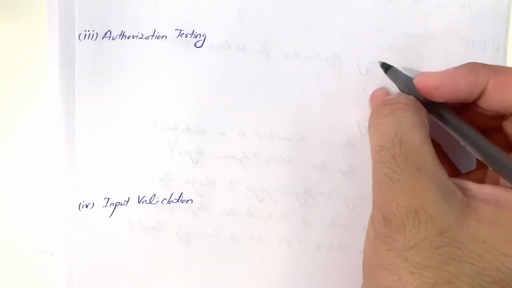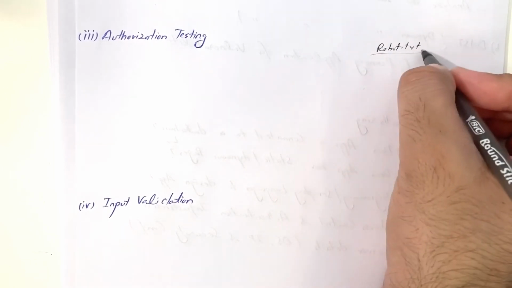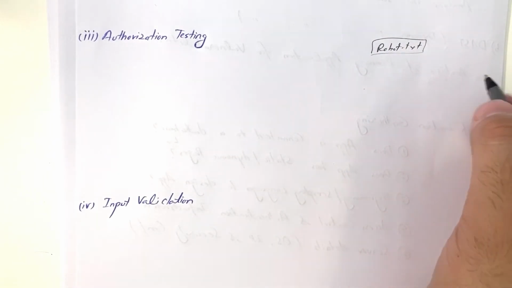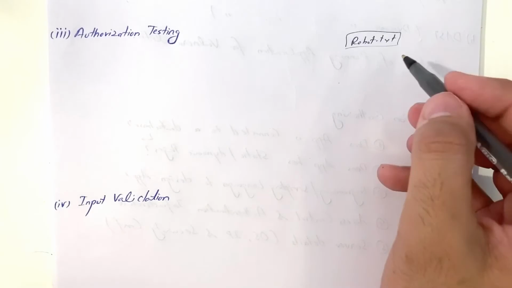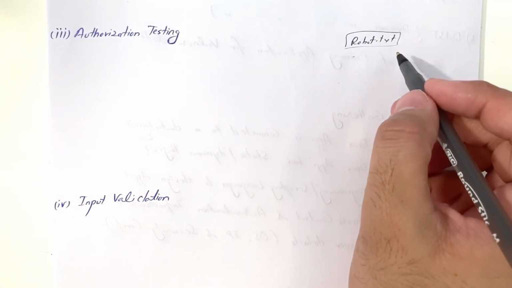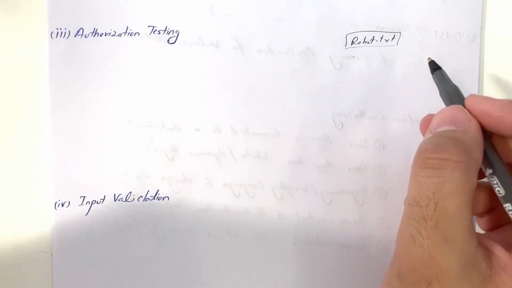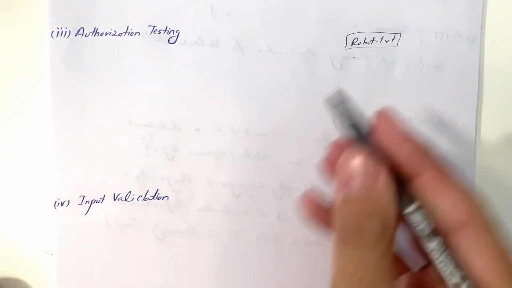Next is the authorization testing. Most of the web application developers use the robots.txt file, for example, if they don't want the users to visit certain URLs. Or they use some hidden fields in the table to enforce the access control instead of using the privileges.